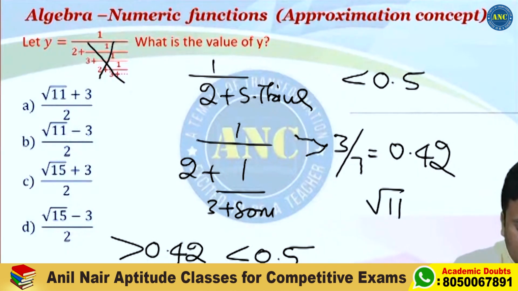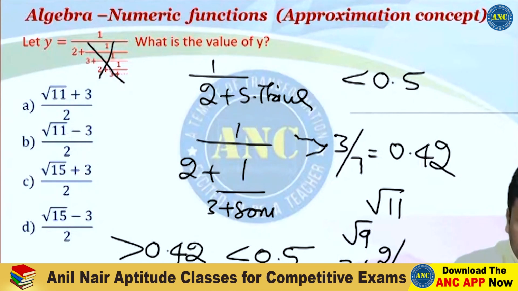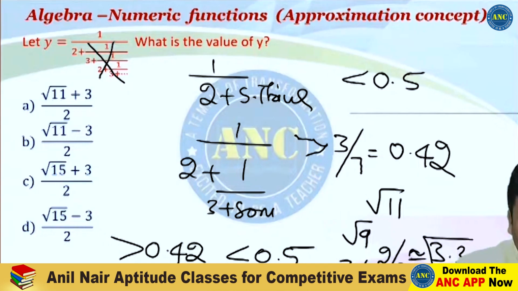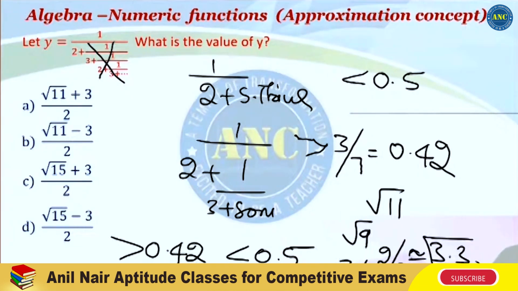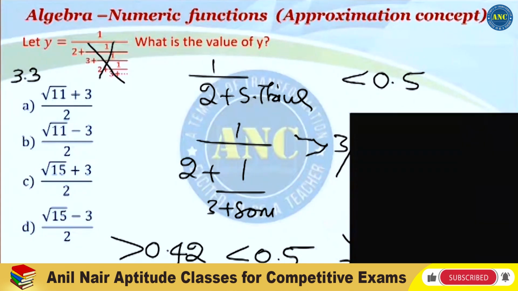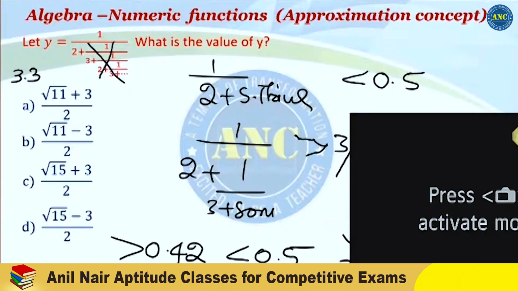Root 9, that is exactly why we discussed that concept. Root 9 is 3 plus 2 by 6, very very close to 3.3. The answer should be greater than 0.42 and less than 0.5. This is 3.3, and 3.3 plus 3 is 6.3.